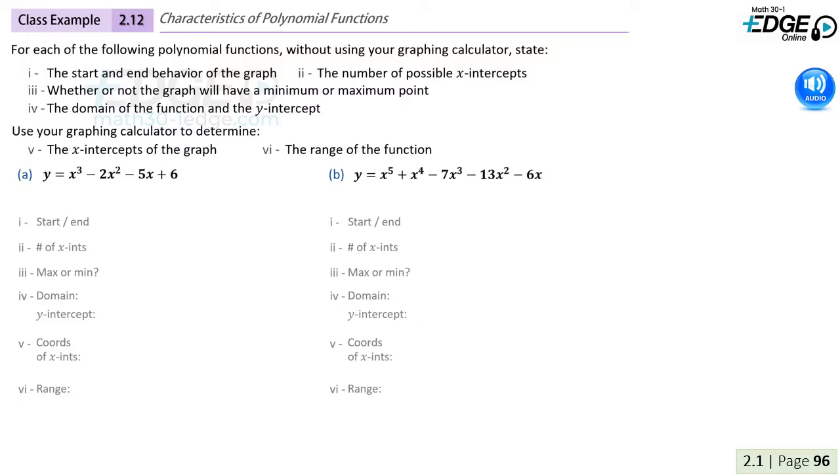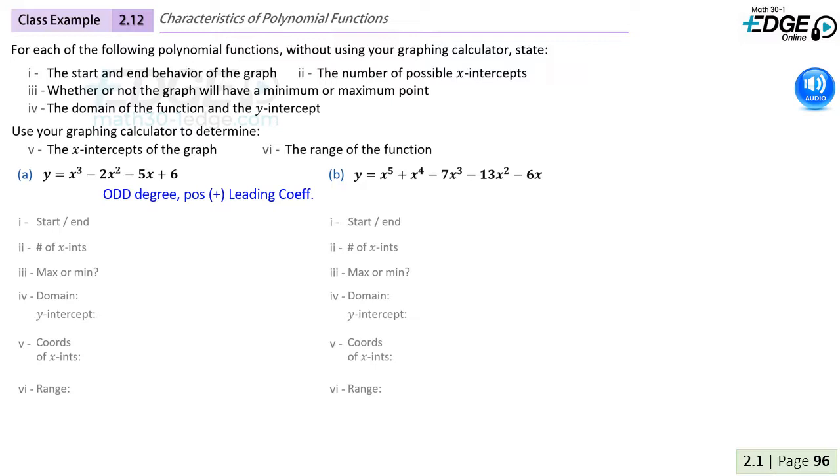In class example 2.12, we will see how many characteristics of a polynomial function we can determine without using our graphing calculator. Take a minute to try this before you watch through the animations. So first we're asked to determine the start and end behavior of the graph.